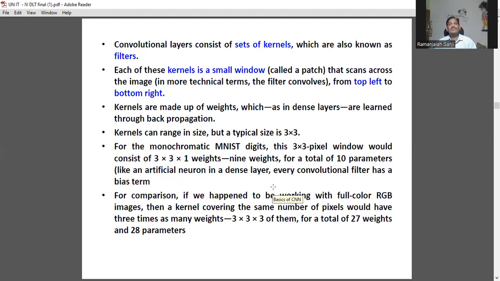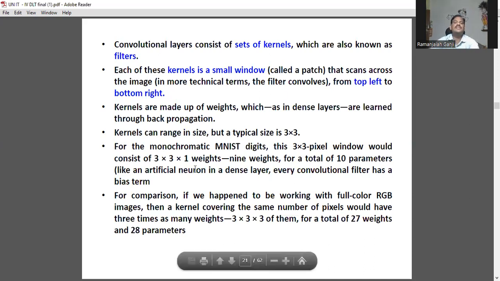A convolution layer consists of a set of kernels, which are also known as filters. What is a kernel? All these kernels are small windows, also called patches, that scan across the image from top left to bottom right. In image processing, or random scan, raster scan, any kind of monitor technology, the images are going to be scanned like this. Kernels are made up of weights which, as in a dense layer, are learned through backpropagation. There is a concept called backpropagation. Kernels can range in size, but the typical size is 3 by 3.